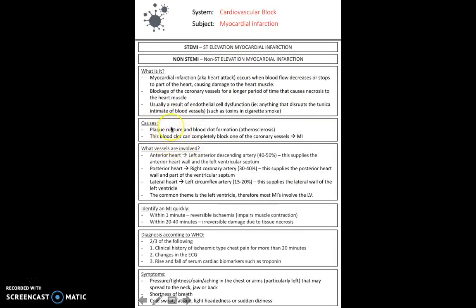The causes behind a myocardial infarction include plaque rupture and therefore blood clot formation on its surface, and this is as a long-term build-up of atherosclerosis. And this blood clot can completely occlude one of the coronary vessels, which leads to the MI itself.